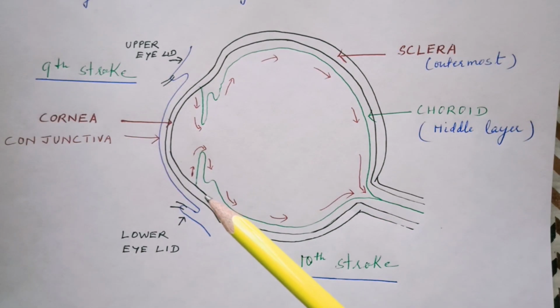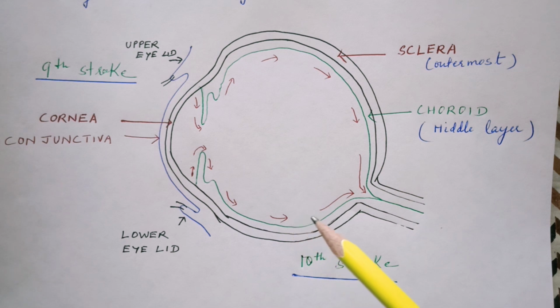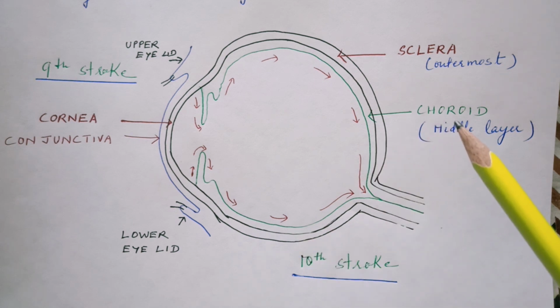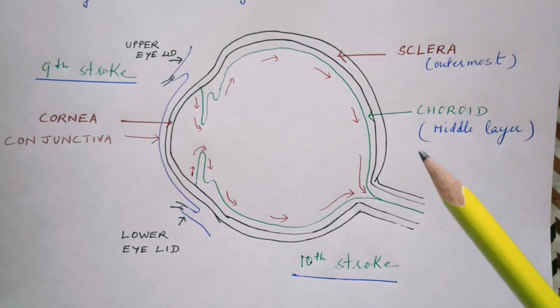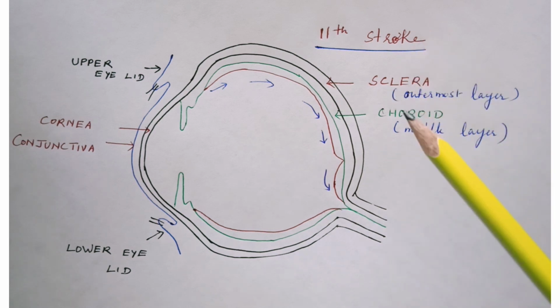This is the 10th stroke, students. Begin from here, make this curve in the direction of the arrows, and insert it like this in this extension, and with this we complete making the second layer of the eyeball, the choroid, which is the middle layer and which is black in color. The outer and the middle layer are drawn. Now we begin the third layer with the 11th stroke.